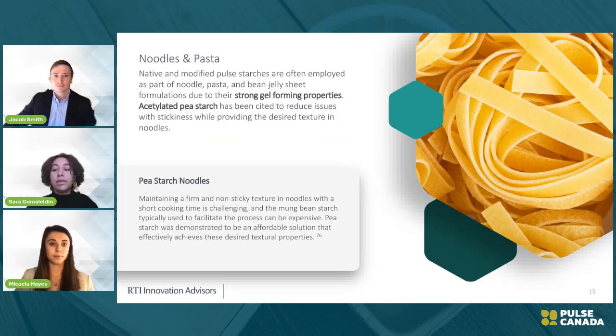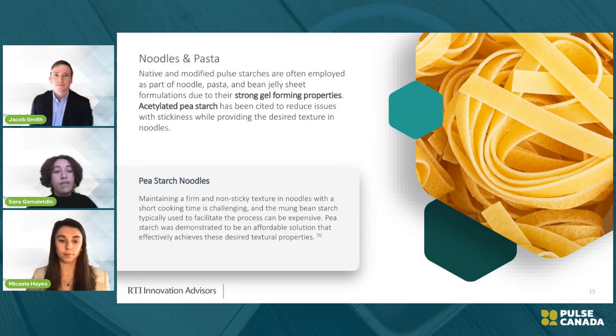So going into more detail, I will be going through different food applications. I do want to note that the order we have them in depends on the number of patents that we've seen. So we're going from the most to least. The first one that we've seen is noodles and pasta.